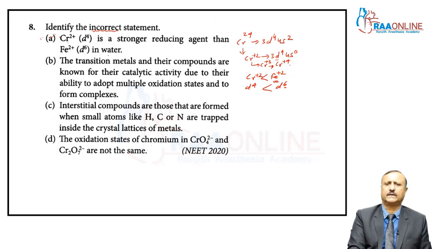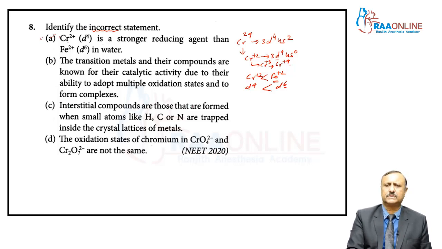Option B: the transition metals and their compounds are known for their catalytic activity. Yes, due to their ability to adopt multiple oxidation states, and to form complexes. Yes, this is also an answer. So, my dear students, it is a correct statement, but here the question asks for the incorrect statement, and this question was also asked in NEET 2020.